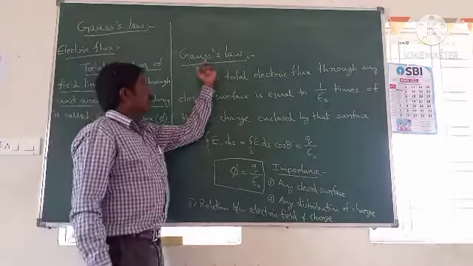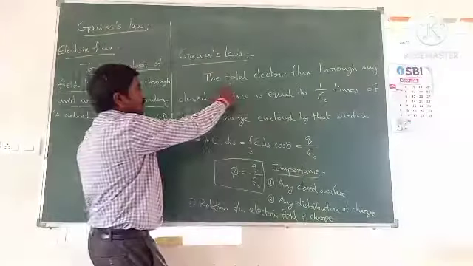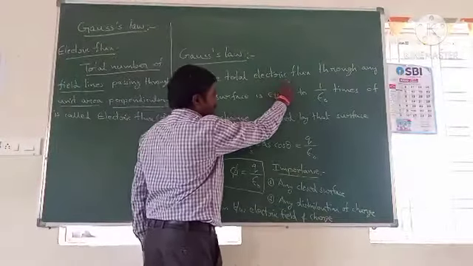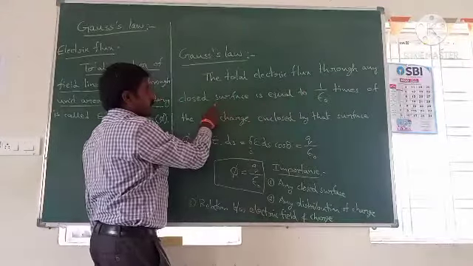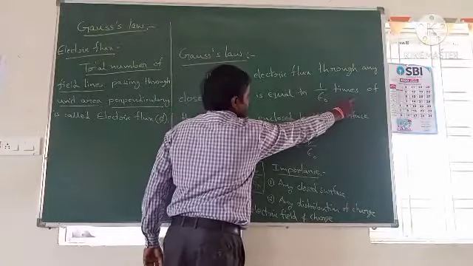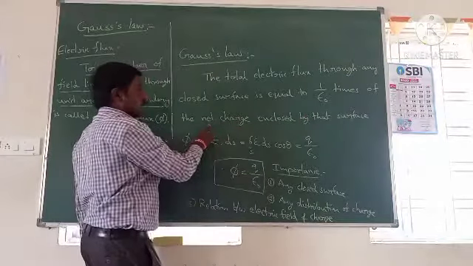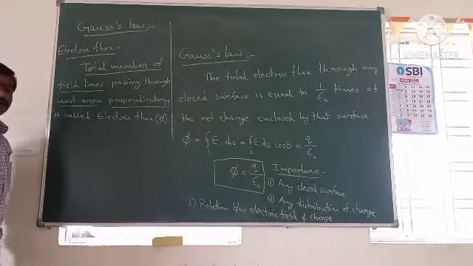Now coming to our topic, Gauss law. The statement of Gauss law is: the total electric flux through any closed surface is equal to 1 by epsilon naught times the net charge enclosed by the surface.